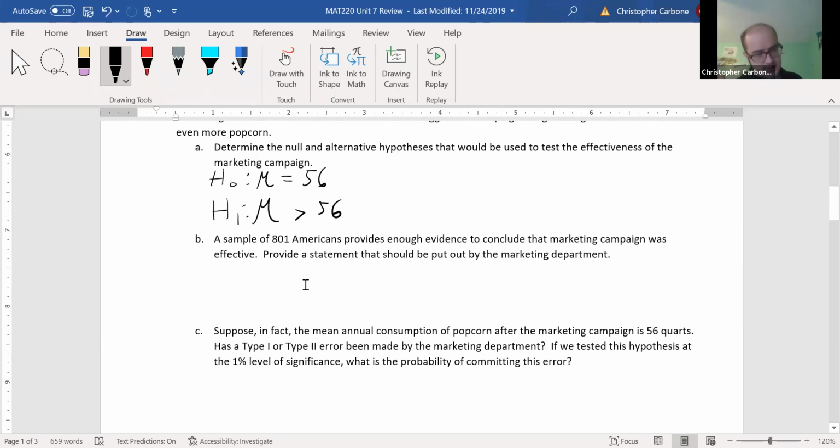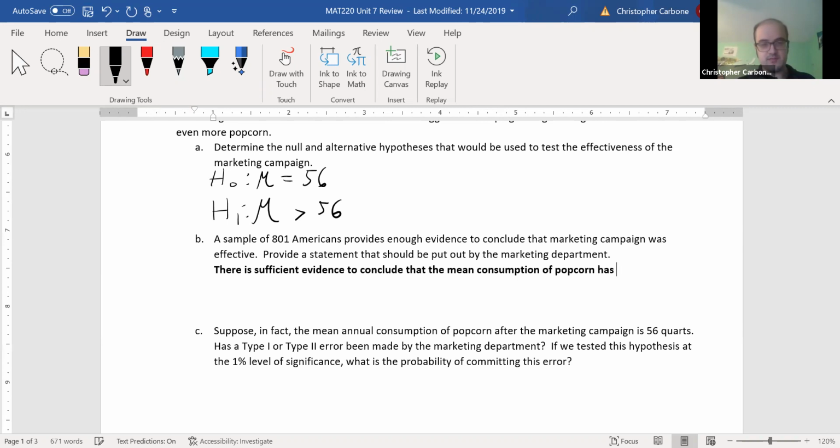For part B, a sample of 801 Americans provides enough evidence to conclude that the marketing campaign was effective. We want to provide a statement that should be put out by the marketing department. There is sufficient evidence, since the campaign was effective, which means the mean was greater than 56. So there is sufficient evidence to conclude that the mean consumption of popcorn has risen above 56 quarts in this case.